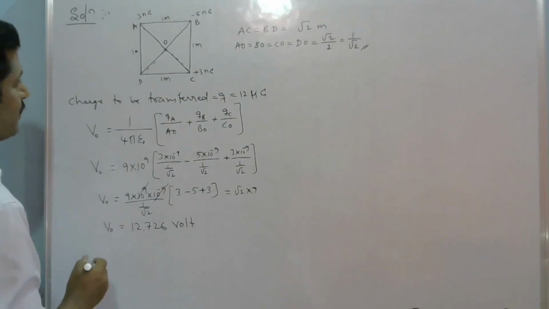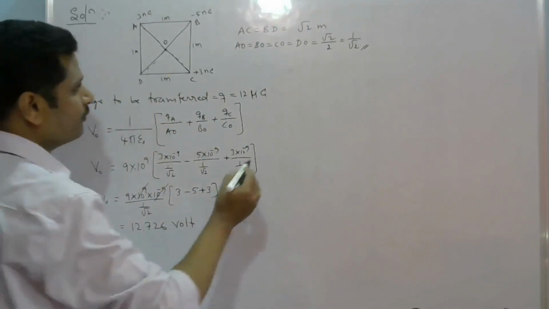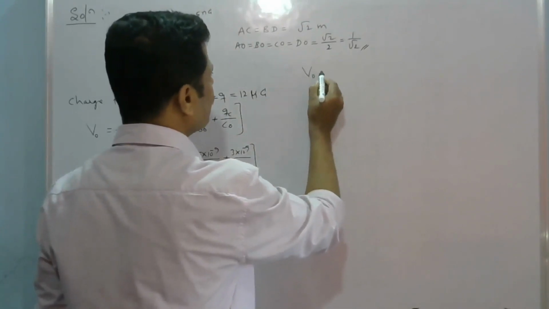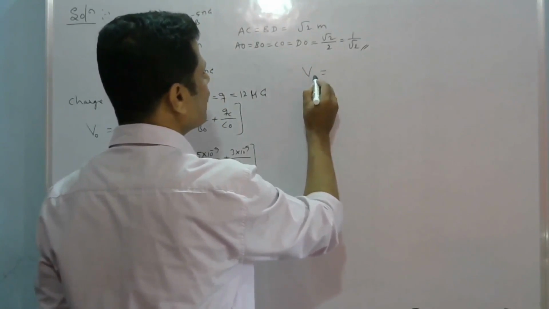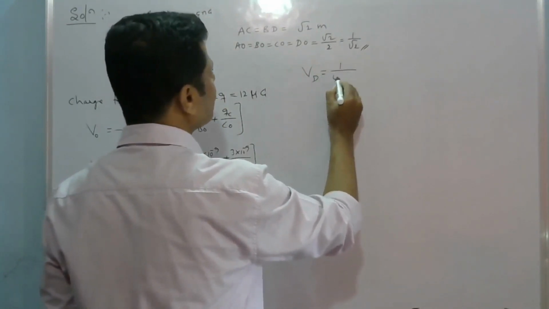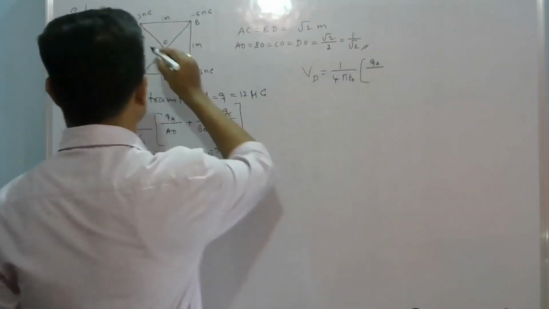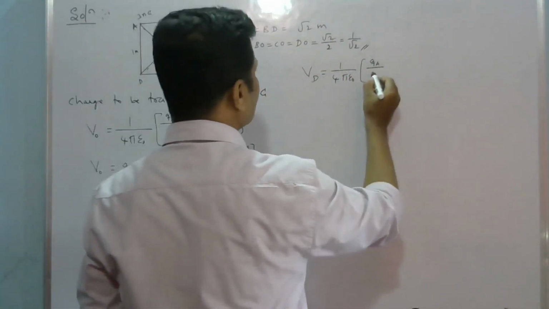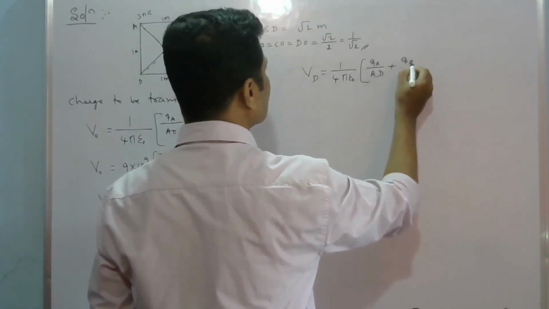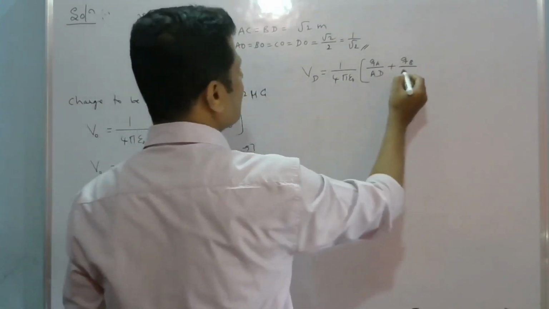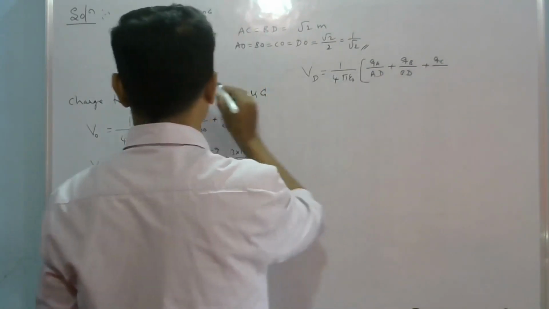In the same way, we need to find out V_D also. By using the superposition principle, we can write V_D equals 1 by 4 pi epsilon naught times the charge placed at A divided by the distance of D from A, which is AD, plus QB divided by BD, plus QC divided by CD.